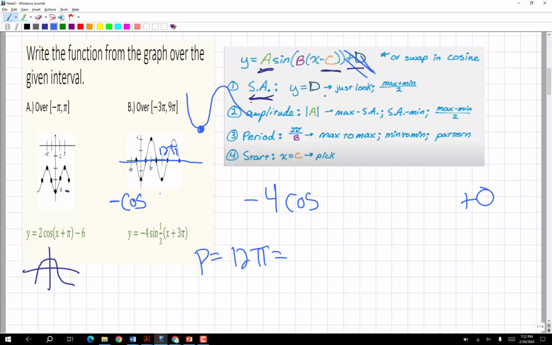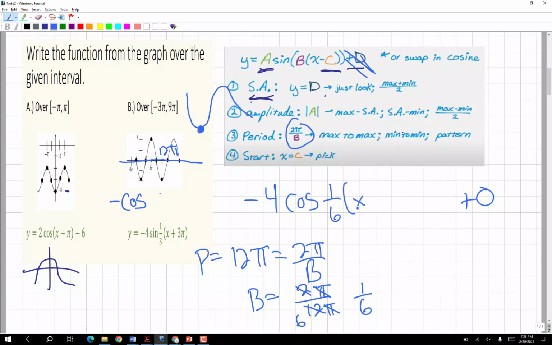So 12 pi equals 2 pi over b. Let me rearrange that: b equals 2 pi over 12 pi. The pi's cancel, and 12 divided by 2 turns into a 6. So I have 1/6, and that's going to be multiplied by x. Now this shifted it again. They used sine. I just started with a cosine, which I think is easier.